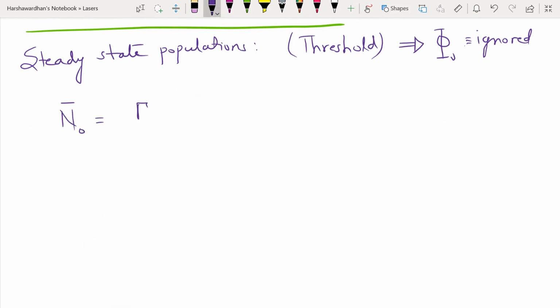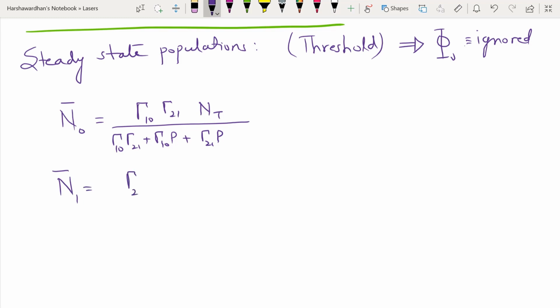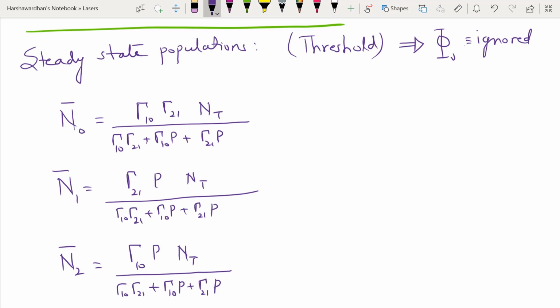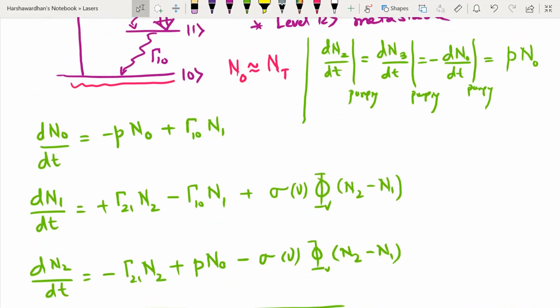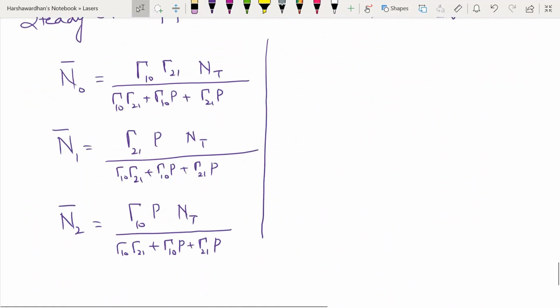So my n naught is gamma 10 times gamma 21 divided by this, multiplied by the n total. Similarly, n1 bar is gamma 21 times P times n total divided by the same denominator, and n2 bar is the following. Now, I have again used the fact that n0 plus n1 plus n2 is my n total. Remember that the level 3 remains more or less empty in this whole process.